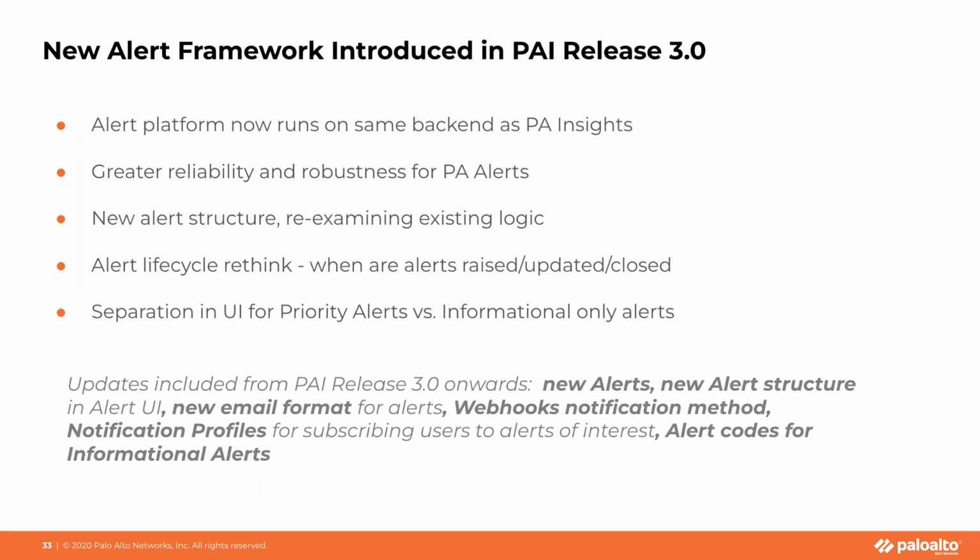One of the biggest changes we have made in the Prisma Access Insights, based on a long-standing request from customers, has been in the alert framework. We have now made sure that the alert platform runs on the same backend as Prisma Access Insights. Earlier, it was on a different backend, ingesting telemetry coming in from Prisma Access infra on this different platform. But we saw that it had certain issues. And in order to improve the reliability and robustness for these alerts, we migrated the backend engine that monitors and creates these alerts onto the same backend as Insights.